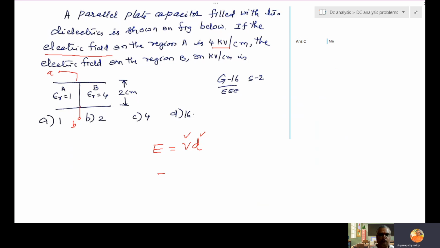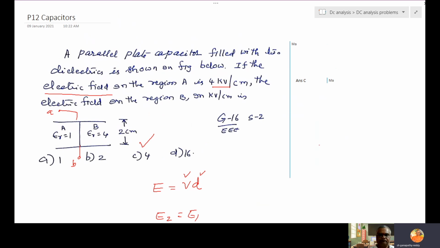Therefore E2 equals E1. What is E1 given? 4 kilovolt per centimeter. E2 is also 4. So the answer is C. Because they are connected in parallel, V remains the same. The distance between the plates is also not changing. So the electric field also will not change. This is independent of the dielectric values.